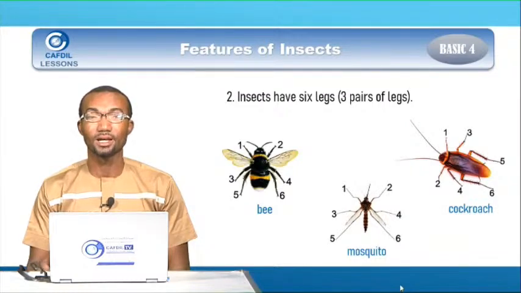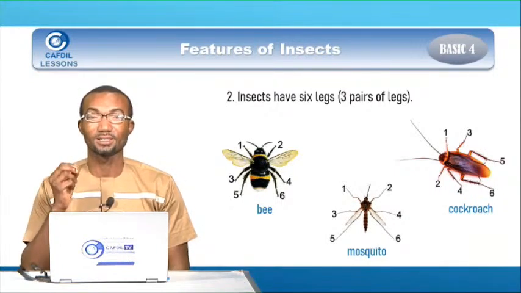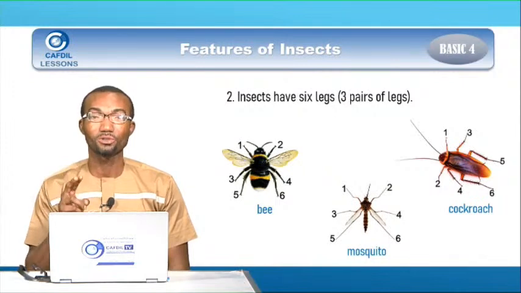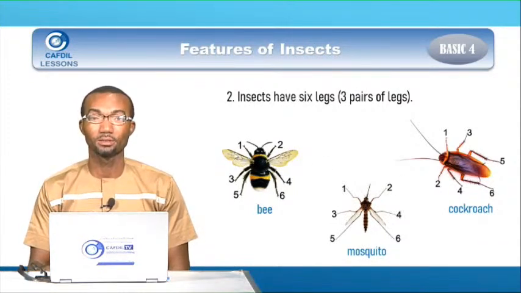So insects are animals that have 6 legs. And we can also say 3 pairs of legs. A pair means 2. So 1, 2 is 1 pair. 3, 4 is 2 pairs. 5, 6 is 3 pairs. So either you say 6 legs or 3 pairs of legs. And a pair means 2.